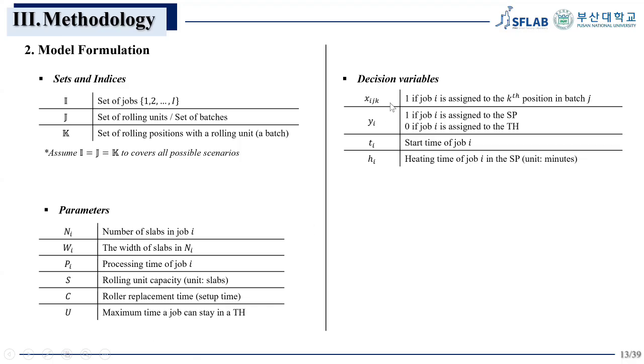For the decision variables, x_ijk is a binary variable equal to 1 if job i is assigned to the k-th position in rolling unit j, and y_i equals 1 if job i is assigned to the soaking pit, or the second route, and equals 0 if job i is assigned to the TH, or route 1. T_i is the start time of job i, and H_i is the heating time of job i in the SP if it is assigned to the second route.